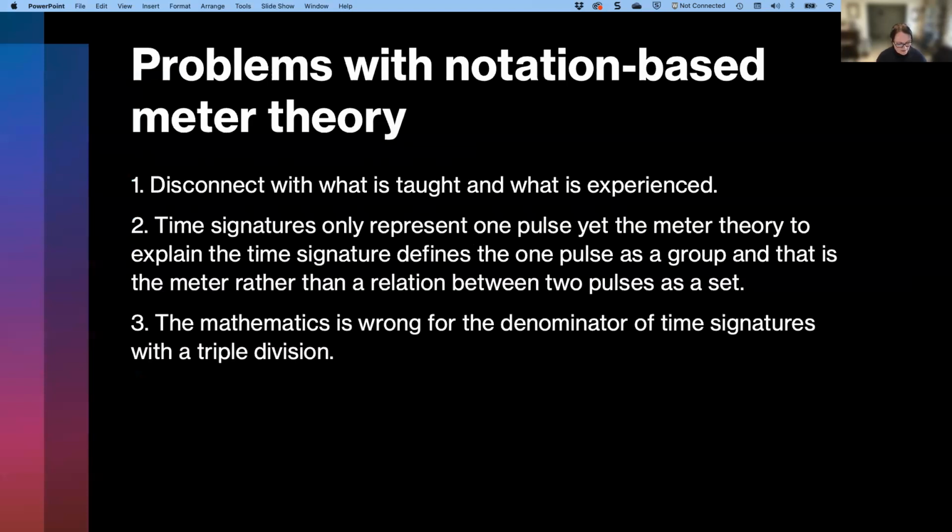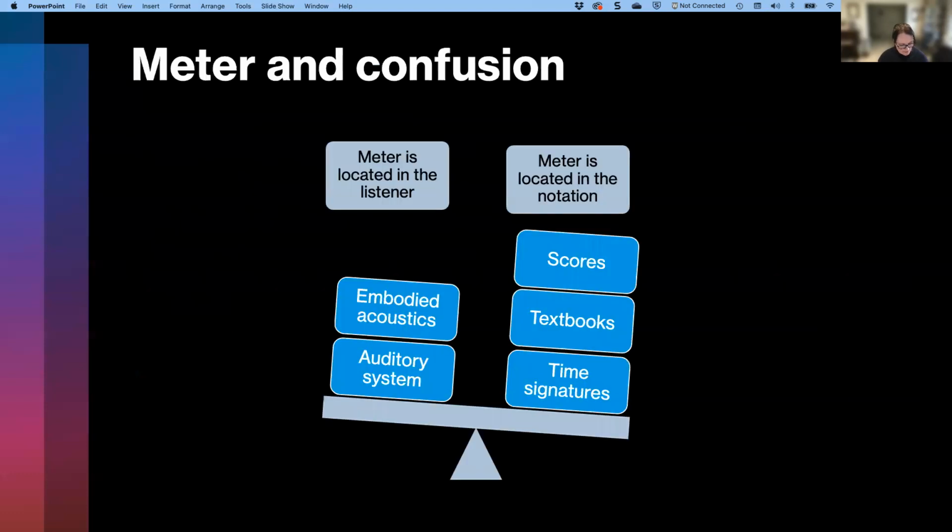Notation-based meter theory is problematic for several reasons, such as: one, there is a disconnect between what is taught and what was experienced; two, time signatures only represent one pulse, yet the meter theory to explain the time signature defines the one pulse as a group, and as the meter rather than a relation between two pulses as a set. These traditional meter theory practices over the years have led to growing confusion about the pedagogy and notation of the meter.